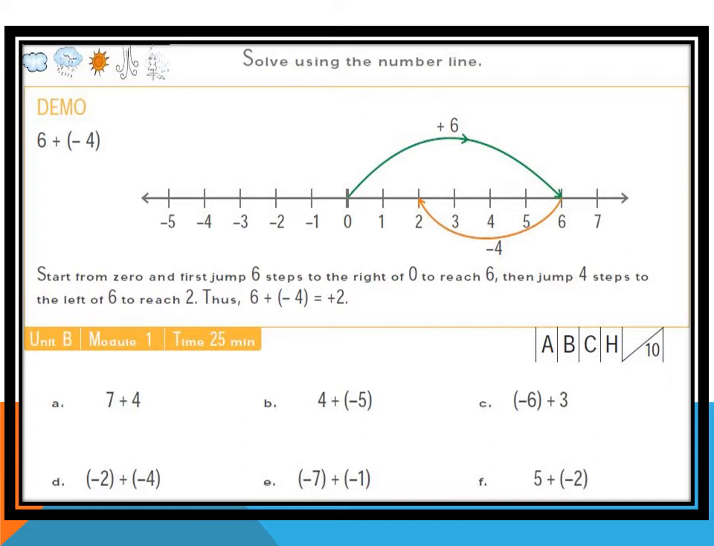So that brings us to module 1 of unit B. Solve using number line. First of all, let us look at the demo. We have to add 6 and minus 4 using a number line. That means we have to do 6 plus minus 4.